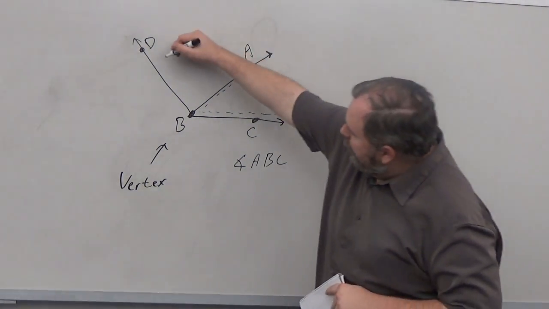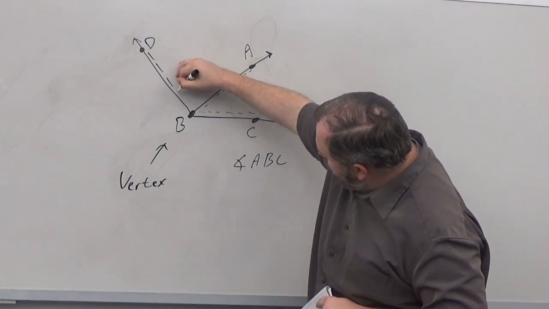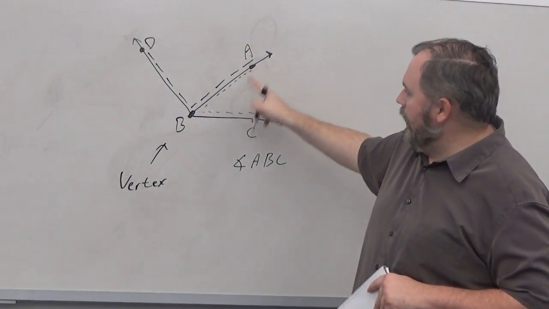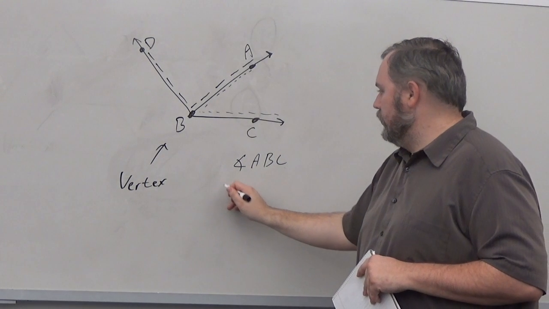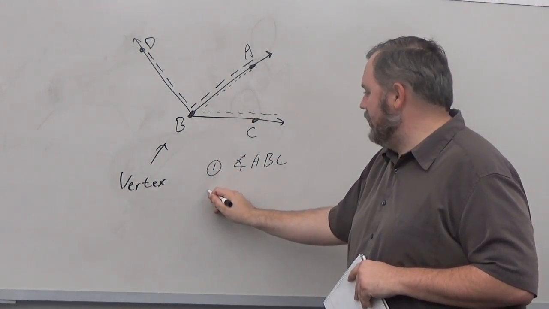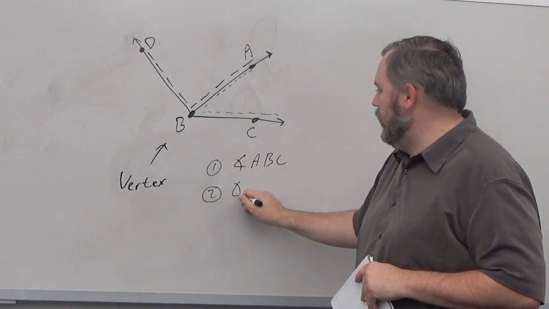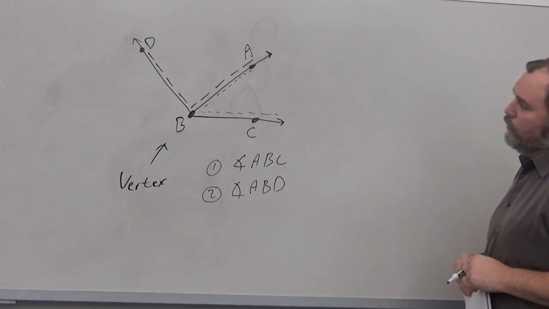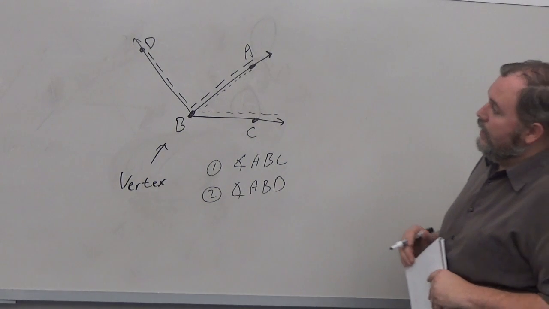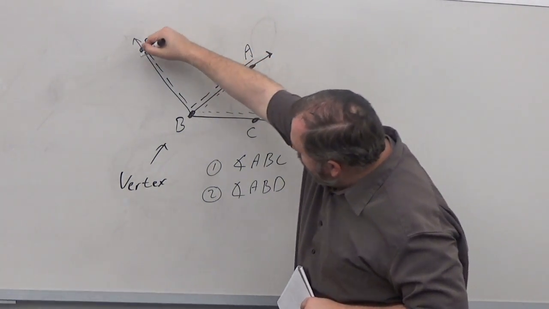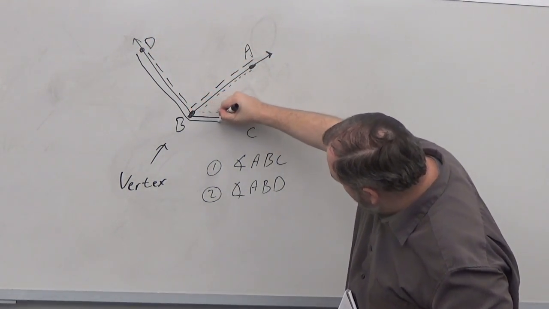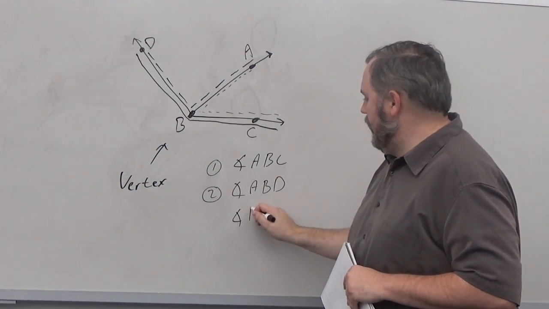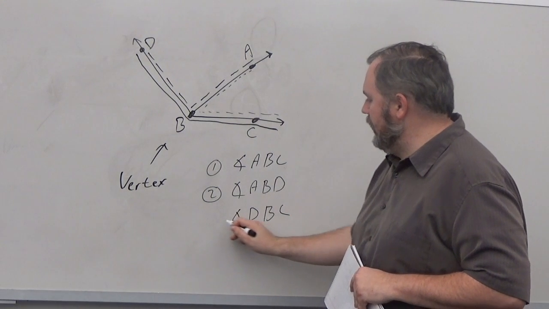Well, I see one here. I'll use long dashes this time. That's angle ABD. So our first angle is ABC. Our second angle is angle ABD. Do we have any more? Yes. It's the outer angle right here. And I'm just going to draw a solid line just kind of showing it. Okay? Angle DBC.